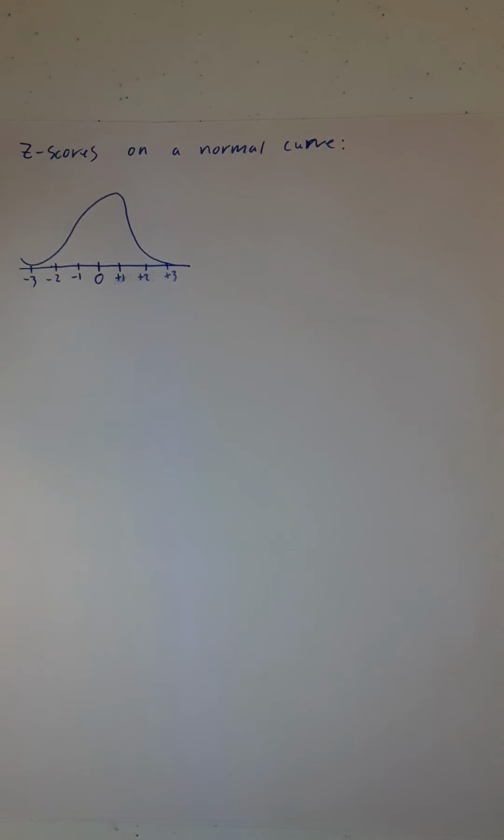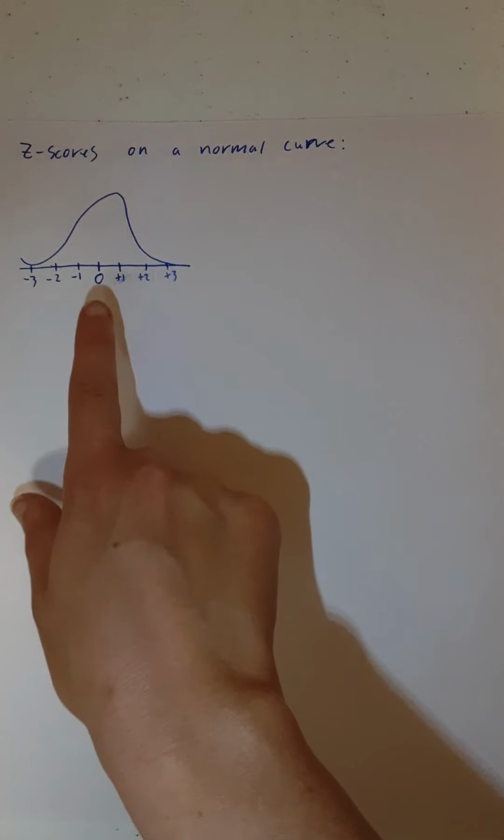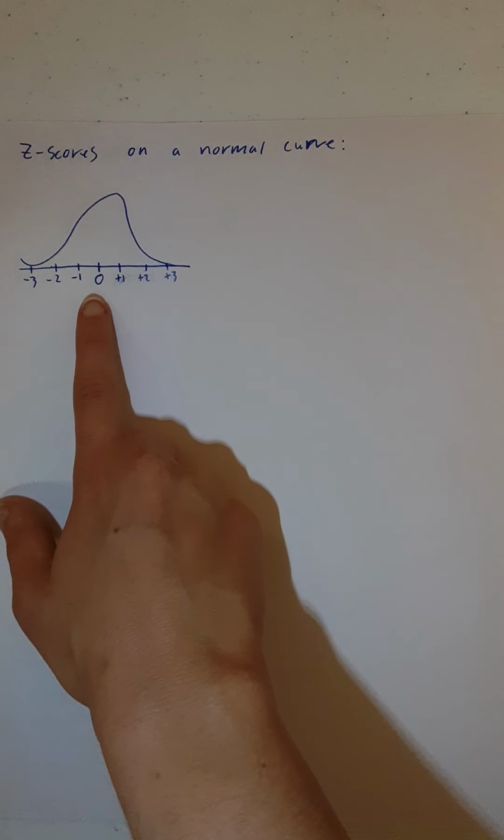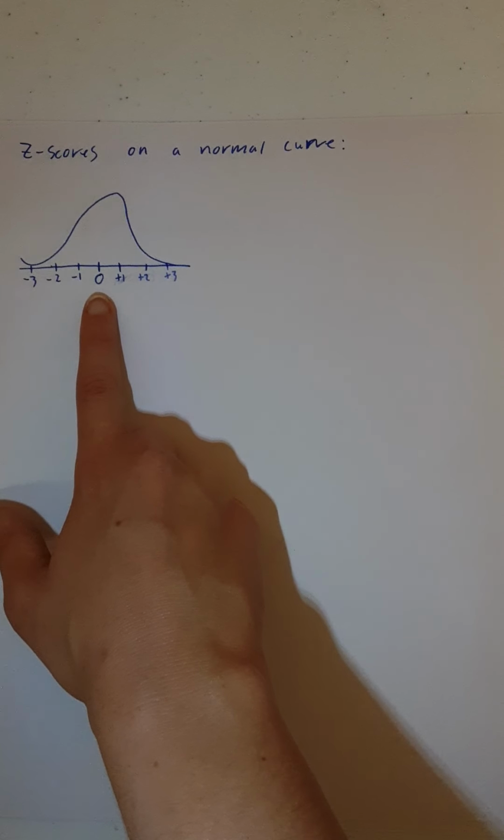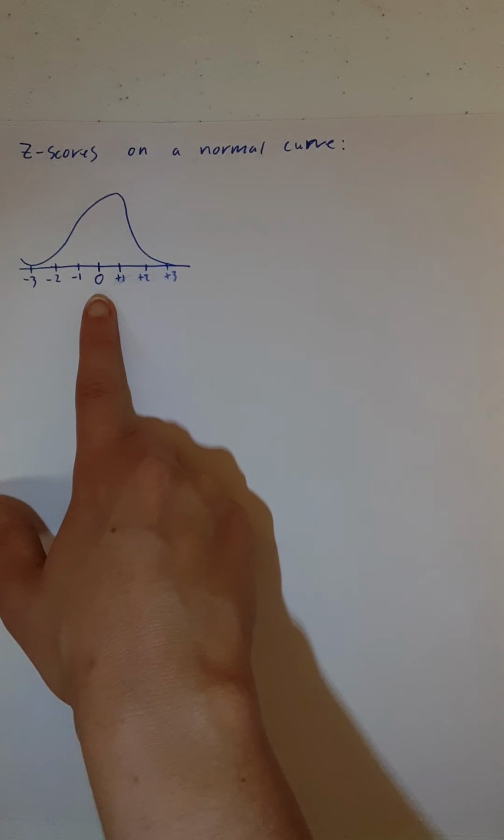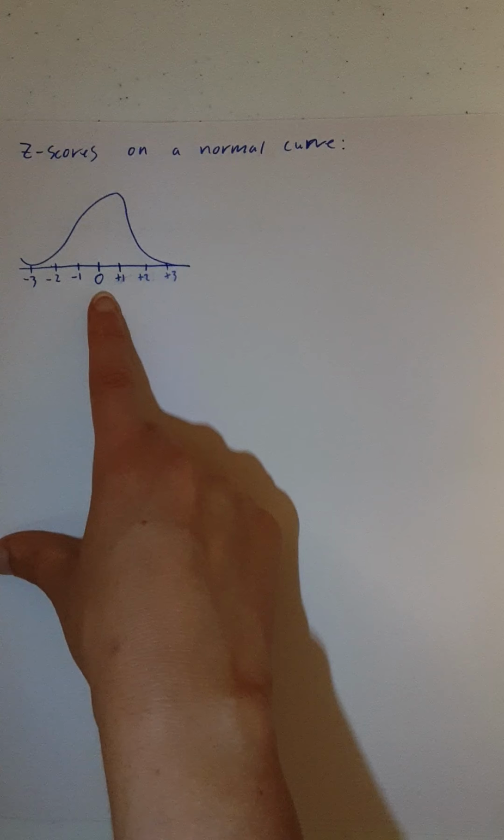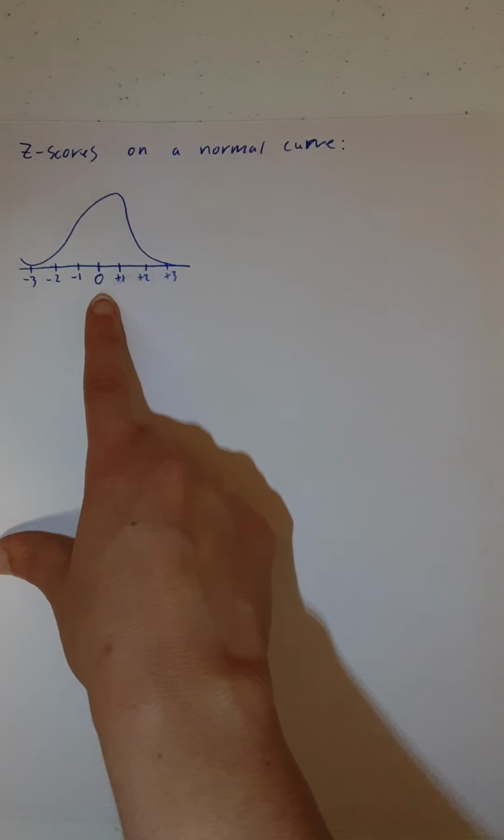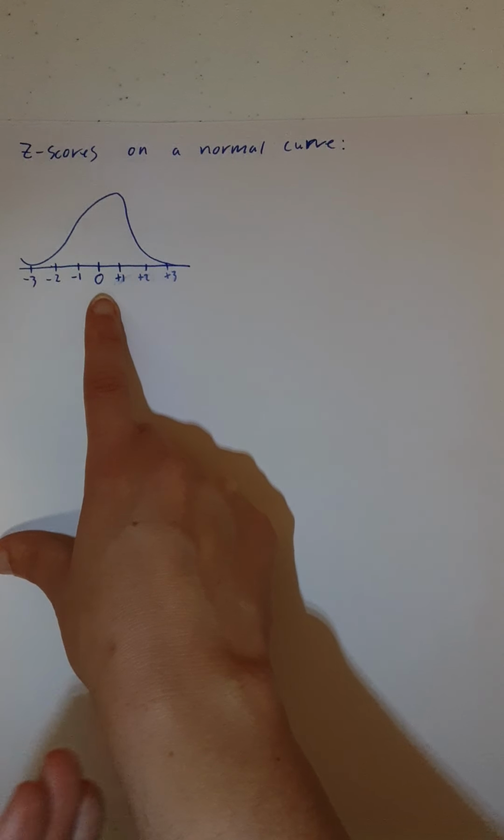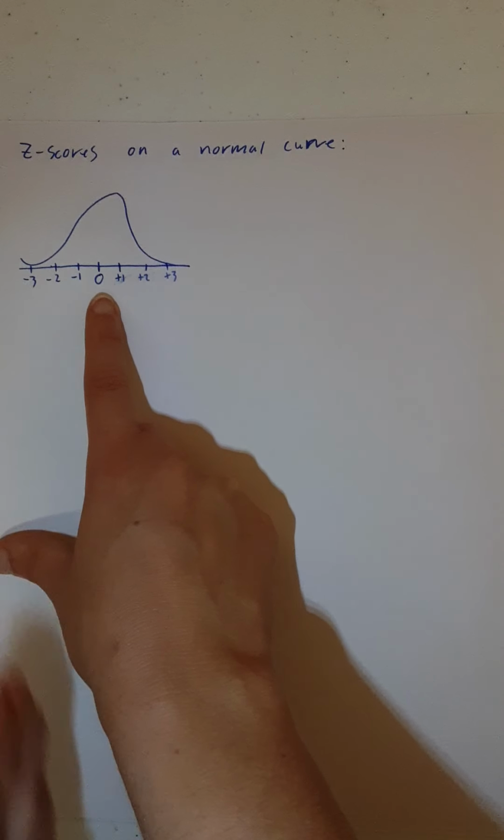Z-scores on a normal curve. Z-scores standardize values so that every normal curve can look the same or similar. They will all have the same center. Z-scores always change the mean of a data set to be 0. So if you take the z-score of a data set and you plug in whatever the mean value is, you will get 0 out. So a z-score on a normal curve will always be at 0.